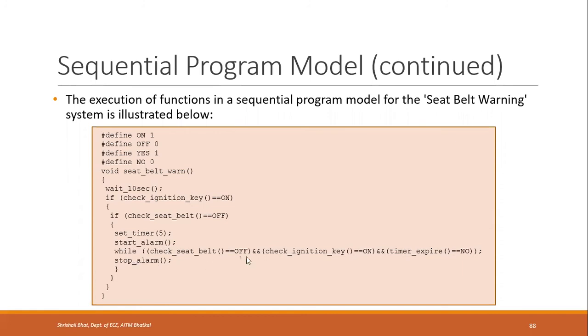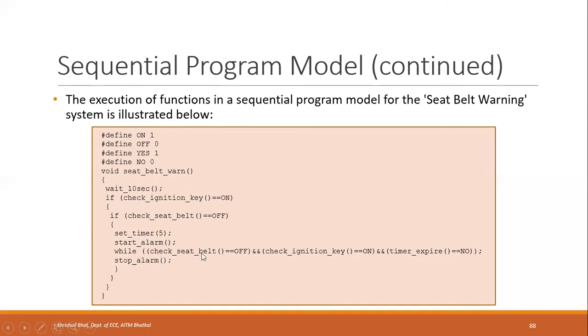If the seat belt is fastened, the alarm will be off. Sorry, the alarm should be on for 3 different cases. If it does not satisfy these 3 cases, the alarm will continuously be on. The alarm stops if the seat belt is fastened, or if the ignition key is turned off, or if the timer expires. So in case this does not happen, then the alarm will be on, right?